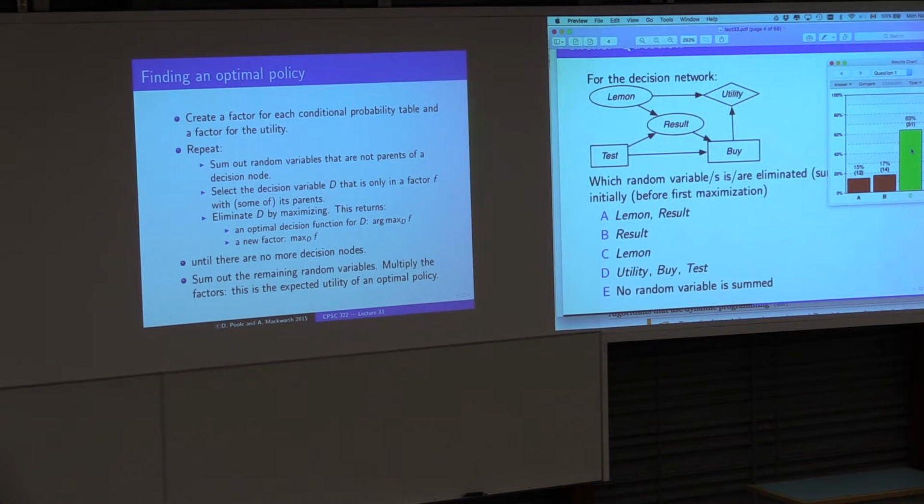Any questions about that? And the reason we're going to sum out lemon is because we can't use it when we're optimizing. We don't know whether it's a lemon or not. Right, so when we're going to maximize, we're not going to know that. Any questions about that?